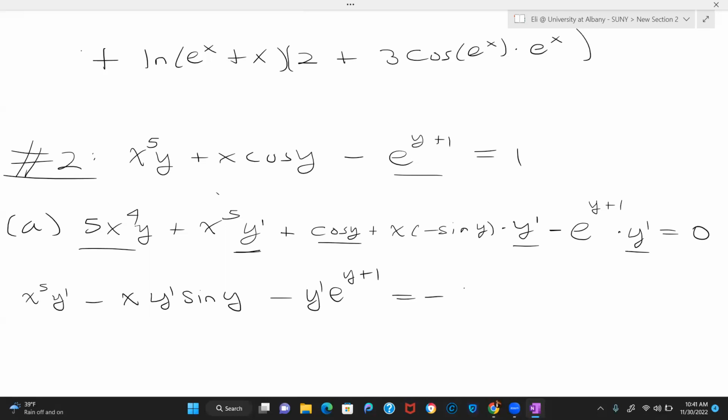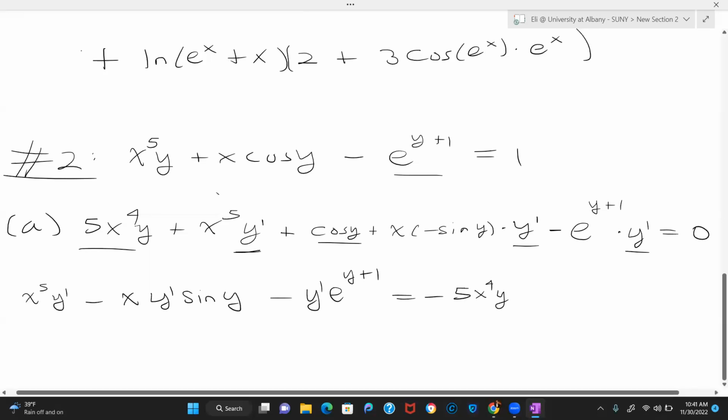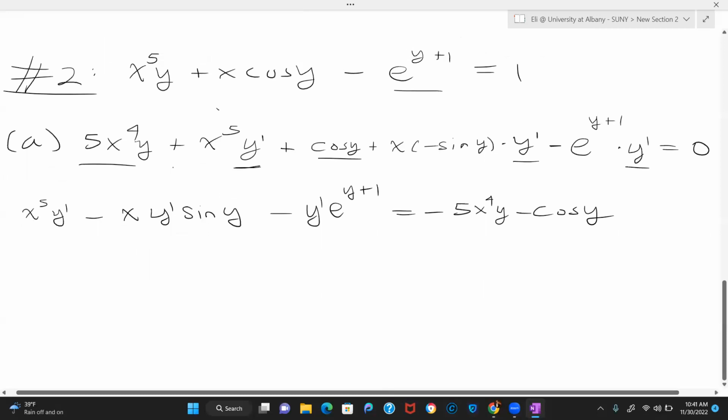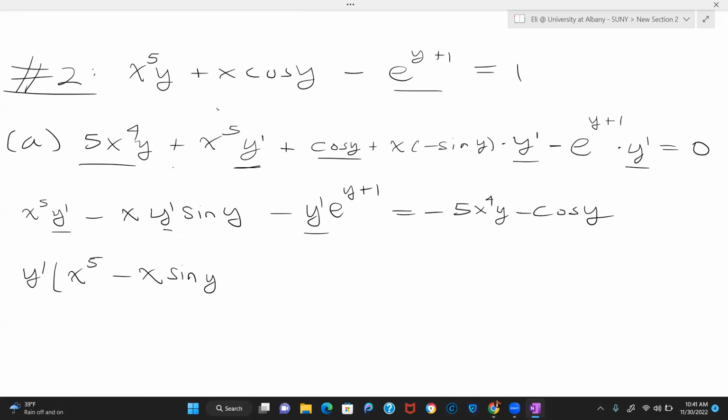So negative 5x to the fourth y, sorry, minus cosine y. All right, so now at this point I can factor out my y prime. So I'm going to have x to the fifth minus x sine of y minus e to the y plus 1 is equal to the right-hand side.